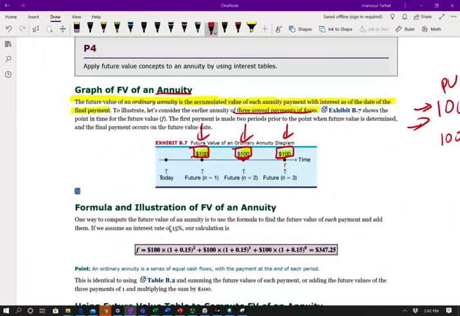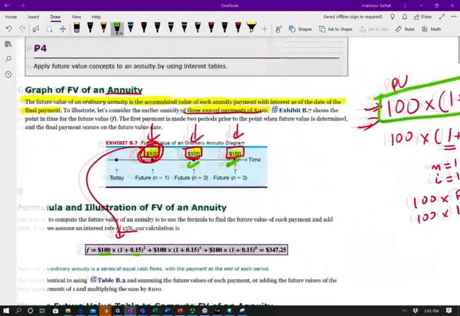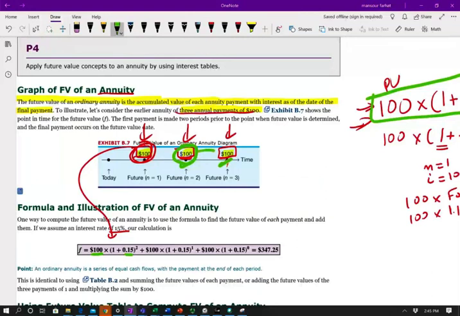To illustrate, assuming a 15% interest rate, the first $100 that we invest is going to sit with us for 2 periods. Therefore, we take 100 times 1.15 raised to the second power. The second $100 is going to be with us for only 1 period, so 100 times 1 plus 0.15 raised to the first power. And the last $100, we don't really earn any interest on it, so it's 100 times 1 plus 0.15 raised to the zero power. If we add them all up, they add up to $347.25.